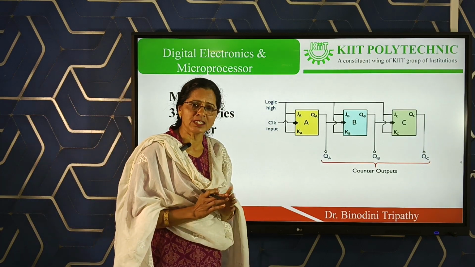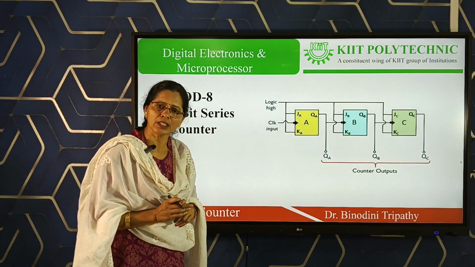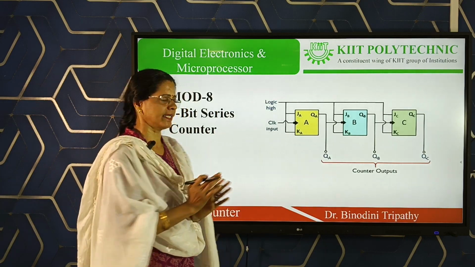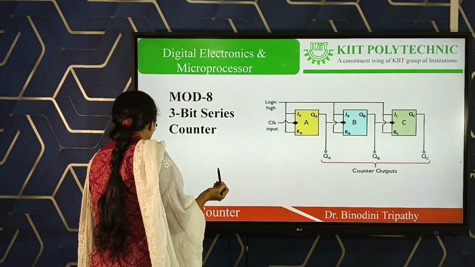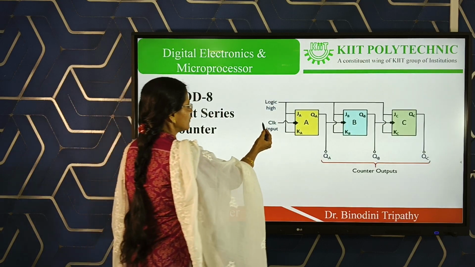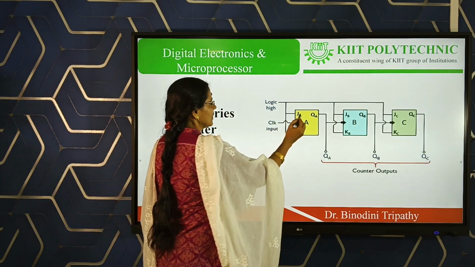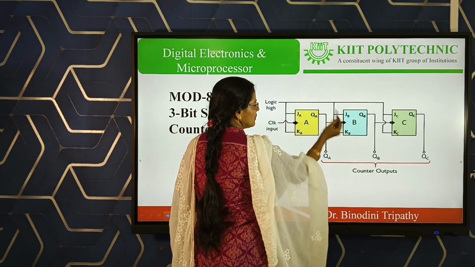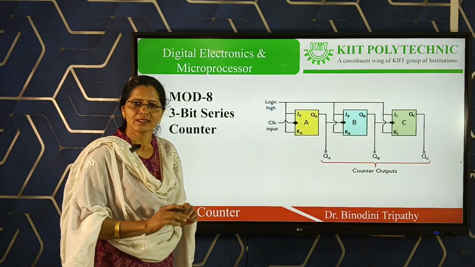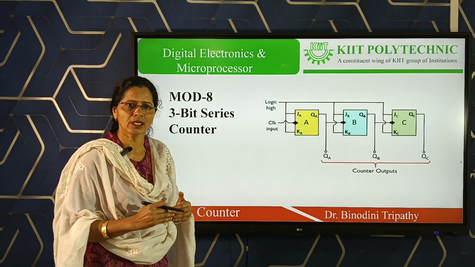The next process for the series counter: J and K input connection is now over. Then how do we apply the clock input? The main source clock input is first of all applied directly to the first flip-flop. In the earlier case also you applied it directly to the first flip-flop, and in this case also you apply it directly to the first flip-flop. That is a must in case of series. Then the output of the first acts as the clock input for the second. The output of the second acts as the clock input for the third. Now the clock connection is over.